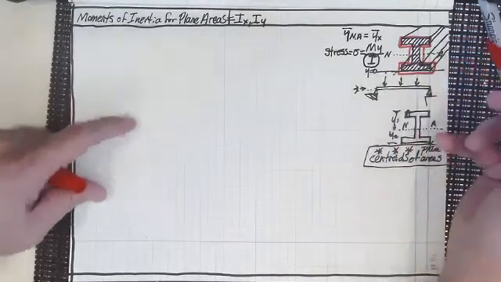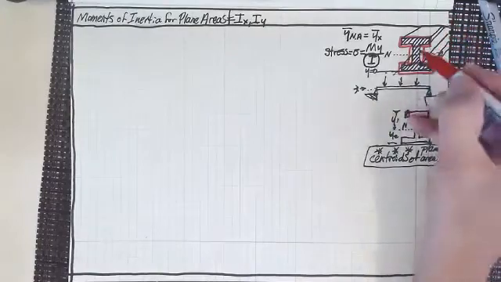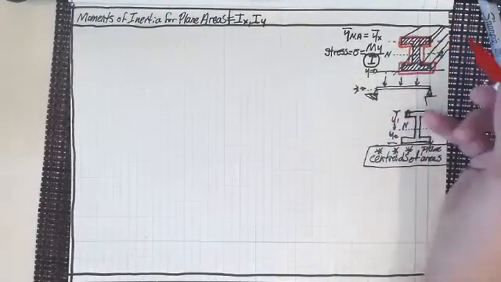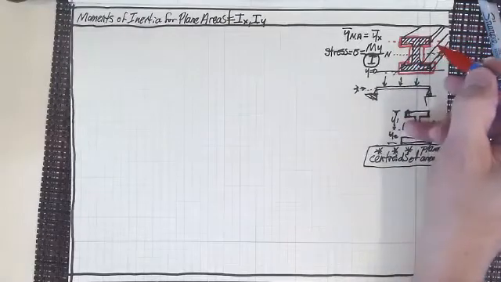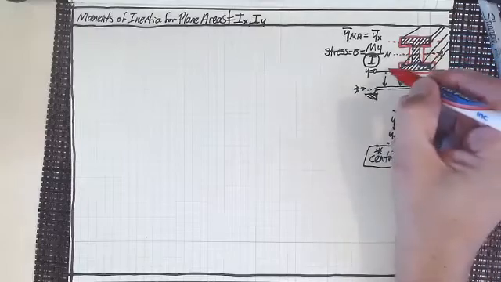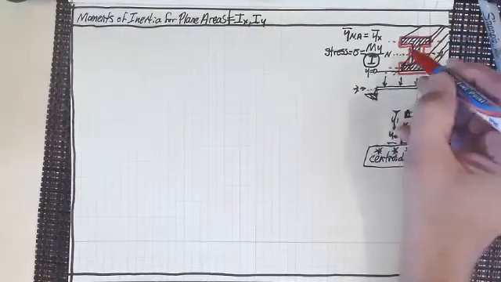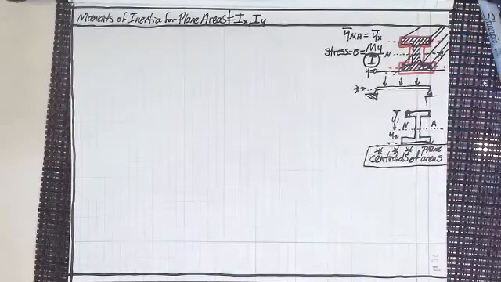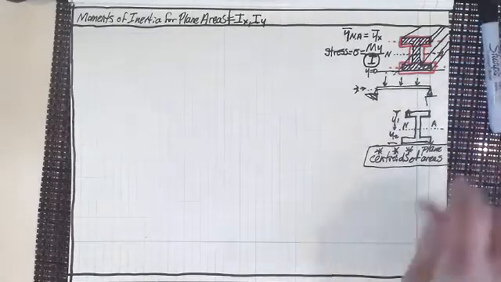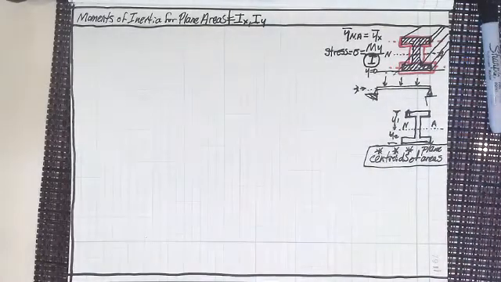So we would have to find the individual centroids and moments of inertia of these three areas. And then we would have to translate them to the neutral axis. So, portents of things to come. In other words, this is why you're learning this, because we're going to need this down the road.